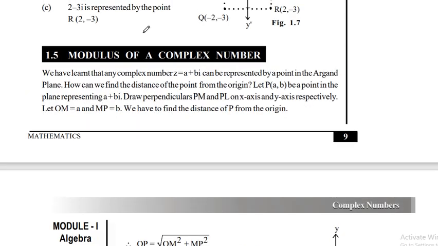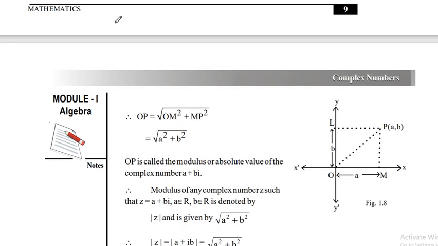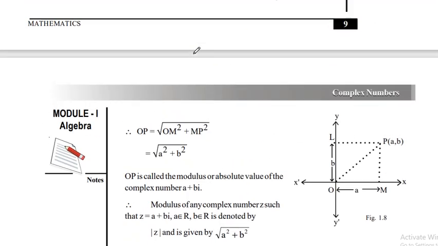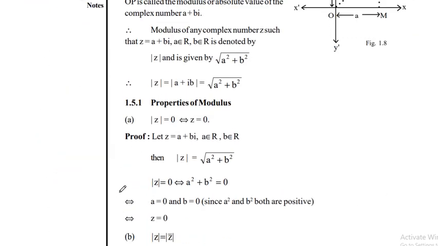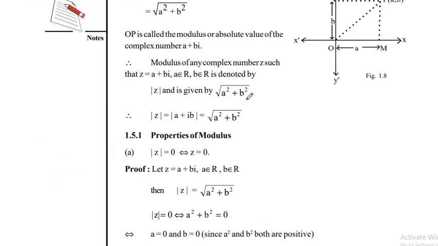Then the modulus. As we are saying that z can be represented as a vector, you know that a vector has a length. Length is called the modulus of a vector. Similarly, complex numbers also have a modulus. What is the modulus? Again, this is a proof, not necessary. You can just look at this definition. Okay, this is the modulus.